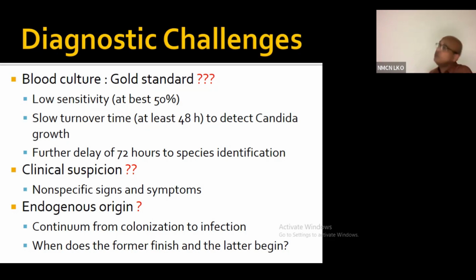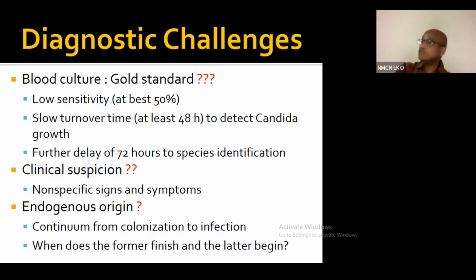Why? Because he's already on an antifungal. Second, you did not send the right sample. Third, your time period of sending the sample to analysis was not okay. Fourth, your lab was not adept at looking into those slow growing cultures. Next, I know that it is positive or negative, but I don't know the species of this candida, so it will take you another 48 to 72 hours. So on an average, it might take you 5 days to diagnose the species of the candida. 5 days, okay? It's slow growing, so it will take you 5 days.